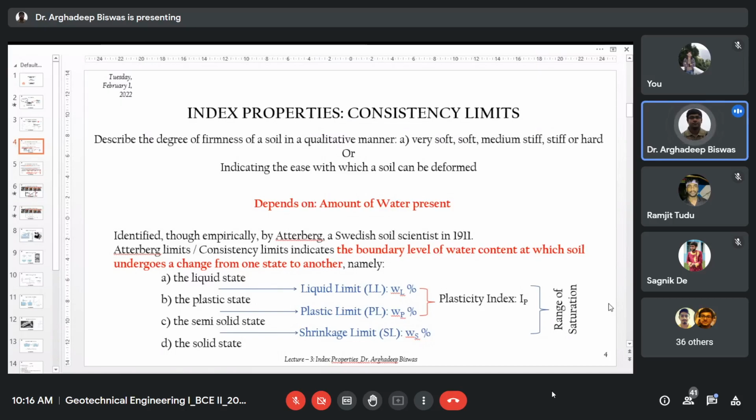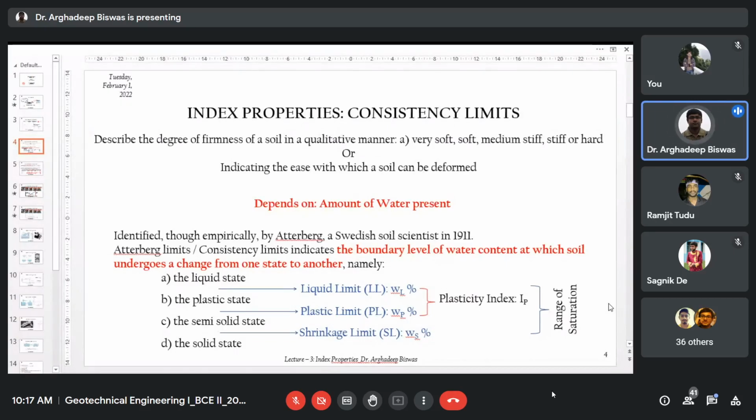What are those limits? Those states are liquid state, plastic state, semi-solid state, and solid state. In between the liquid state and plastic state, the limiting water content is called the liquid limit. It is expressed as LL, which is nothing but WL in percentage. See, in WL, W means water content and L means liquid limit.